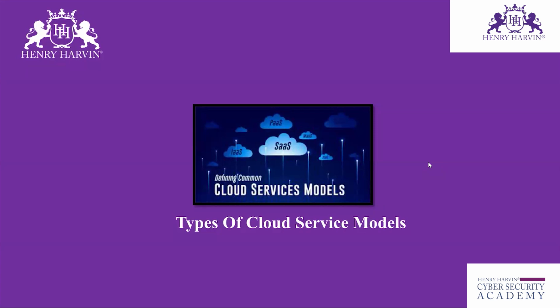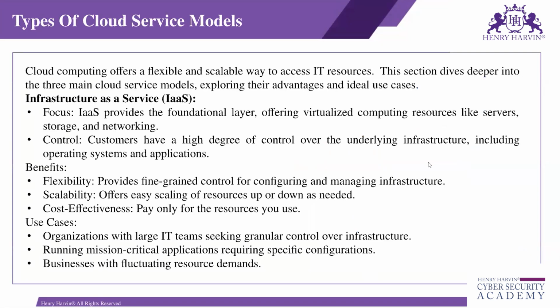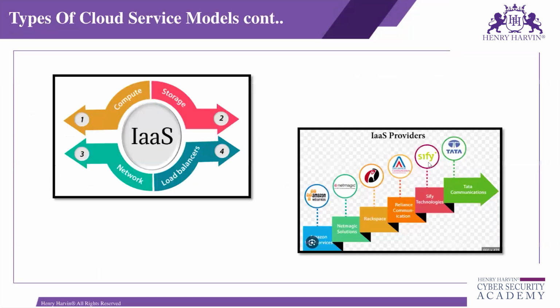Now we will discuss the types of cloud service models. Here, one by one, we will see infrastructure as a service. Infrastructure as a service means we are discussing the entire computer. Here we will see the benefits: flexibility, scalability, cost effectiveness, all these things. Now compute, storage, network, load balancers, all come under this. IaaS providers, here it is given. Well-known IaaS service providers are Amazon.